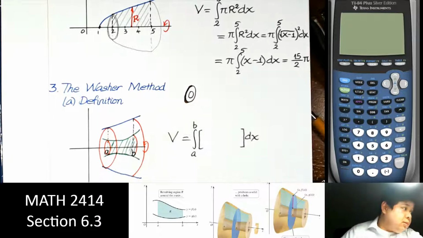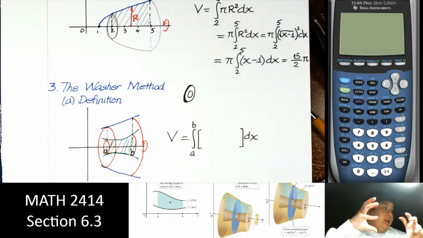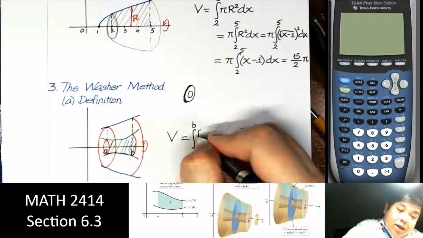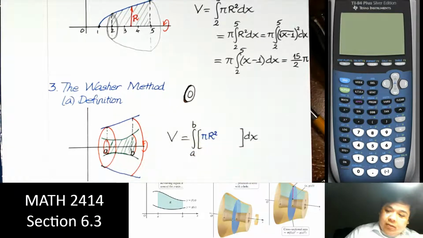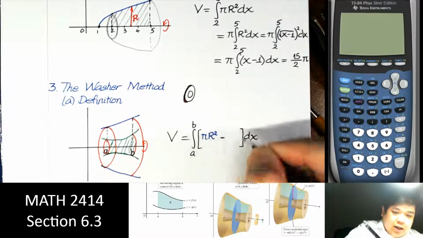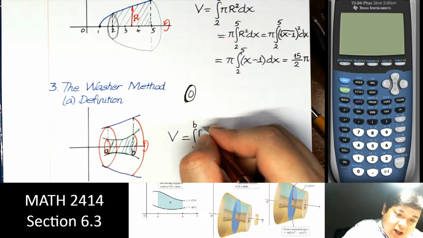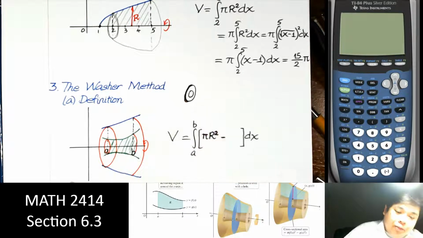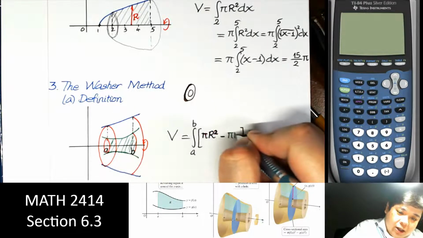Right, so now to find the volume, it's going to be the big volume, the whole thing, and then we just take away what's inside as the hollow region. So the big volume is going to be pi r squared, the big radius, minus the little volume, and then minus the hollow region, pi r squared. I use little r.